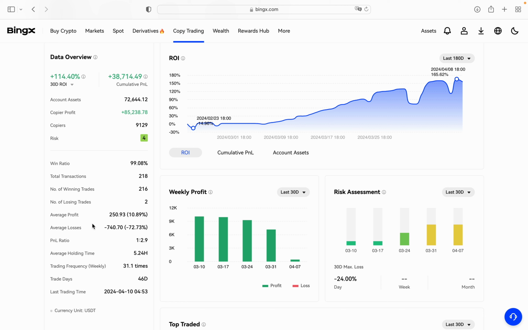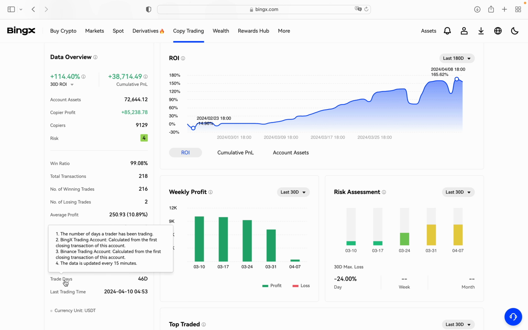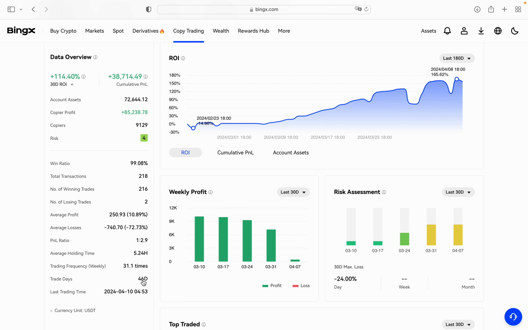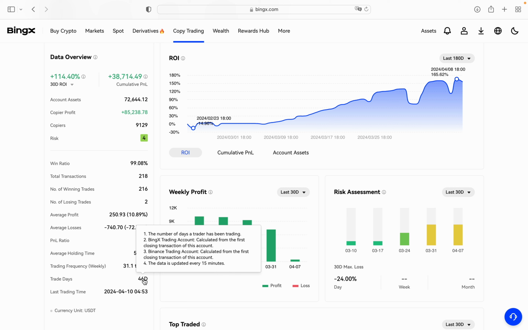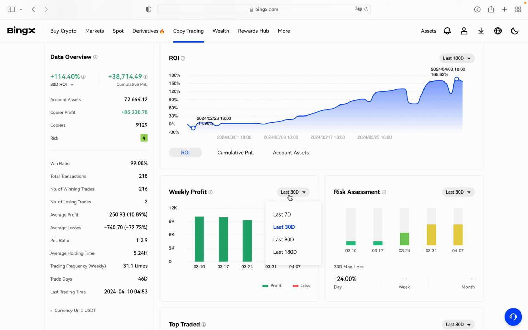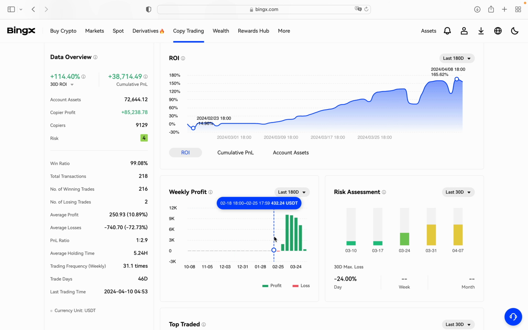In this case, if the trader has losing trades, the losses are 3 times bigger than the average profit, which is not a really good sign. And another important indicator for me are the trading days. So for how long is the trader on BingX also trading? You can also see the weekly profit right here on the last 180 days.